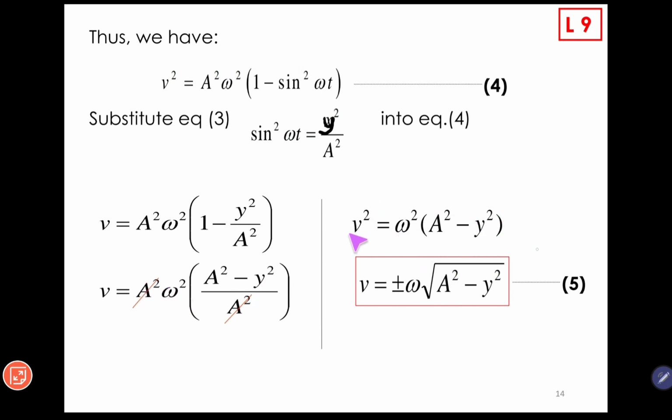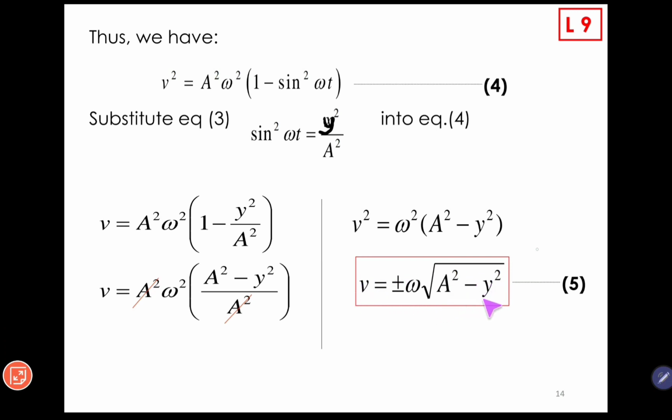Then we just square root both sides. You will get v, and the square root of omega squared giving you omega, plus minus the square root of a squared minus y squared. So this is the equation of velocity in terms of displacement. So by giving you the displacement, we may calculate the velocity directly.